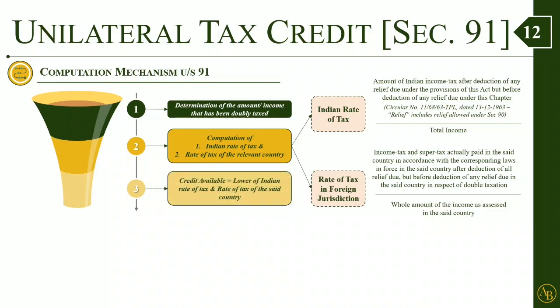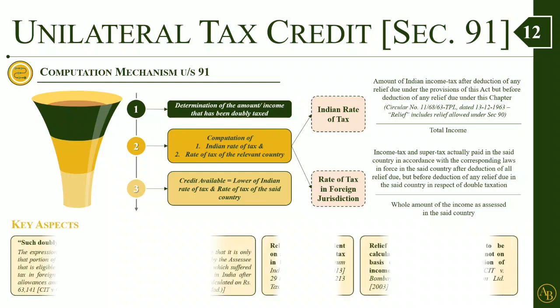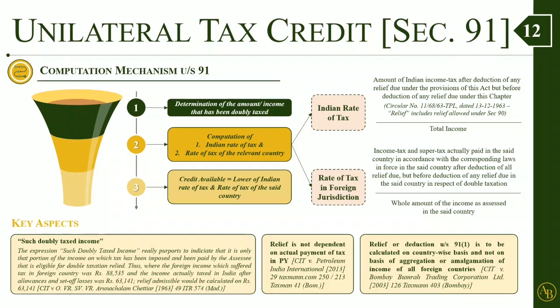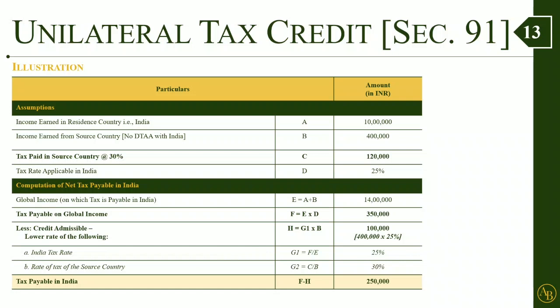Now the third step is the credit. The rate of tax at which the credit will be available will be the lower of these two, that is, the lower of the Indian tax rate and the rate of tax in the foreign jurisdiction. Apart from this, there are also certain key aspects that we should consider when dealing with section 91. I have just listed them, you may read them as is, and I have also quoted the rulings relating to these aspects. Now I will move on to the next slide, which provides an illustration under section 91.